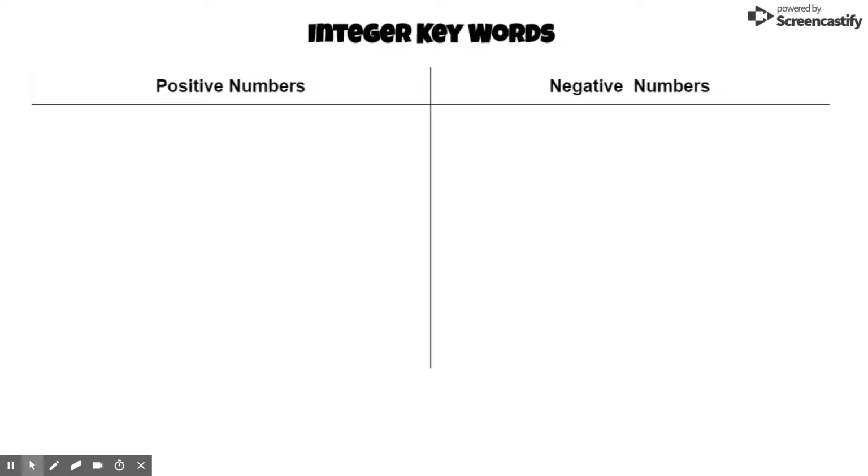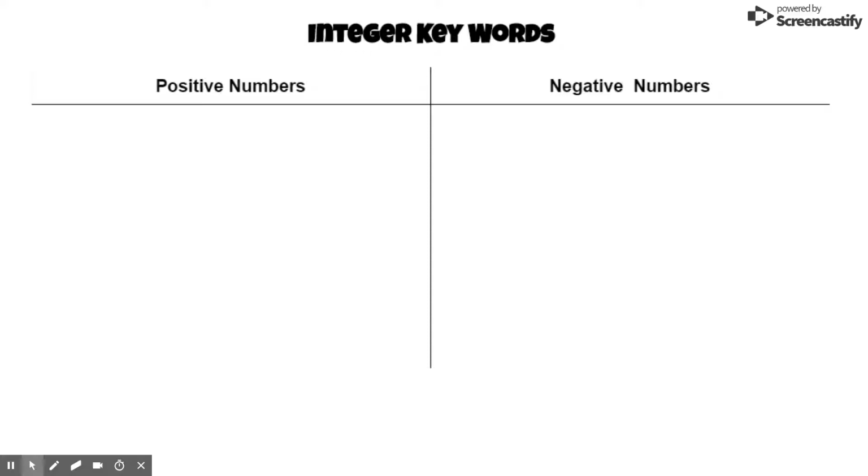Before moving into today's lesson and practice problems, it's important that you are able to identify some key words that indicate whether we're dealing with a positive integer or a negative integer. So take a minute and pause the video now and see if you can make a list of as many words as you can think of that would mean a number is positive or that would mean a number is negative. And you can write them right on your note sheet.